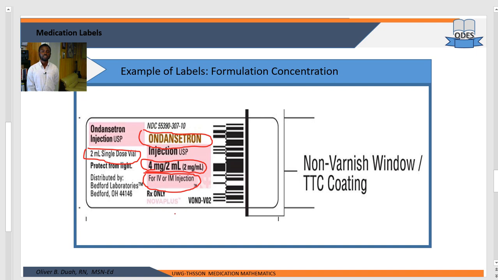If you have 4 milligrams per 2 ml, you can simplify this by dividing both by 2: 4 divided by 2 is 2, and 2 divided by itself is 1. That is how they got 2 milligrams per ml. You are going to need this formulation to calculate your dosage once you receive a prescription from the provider.